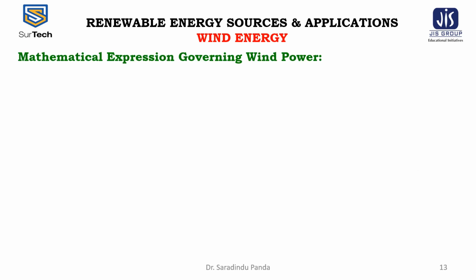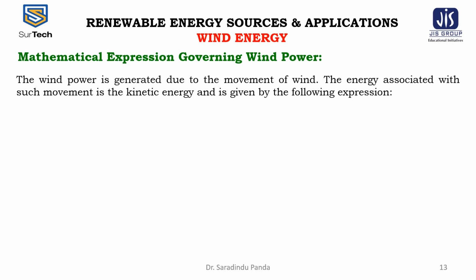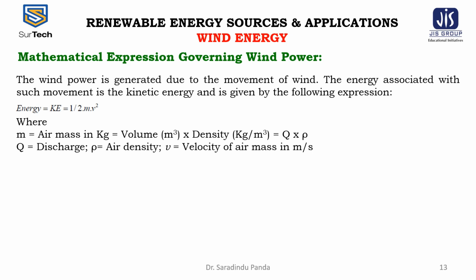Now the mathematical expression governing the wind power. The wind power is generated due to the movement of wind. The energy associated with such movement is the kinetic energy, and is given by the following expression: energy is equal to the kinetic energy is equal to half m v square, where m is the air mass in kg, equal to the volume into density, that is equal to Q into rho, where Q is the discharge and rho is the air density, and v is the velocity of air mass in meter per second.